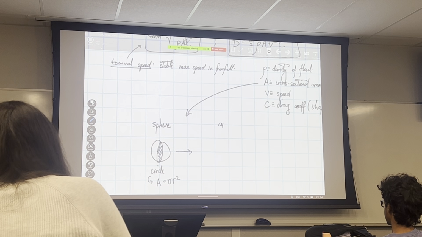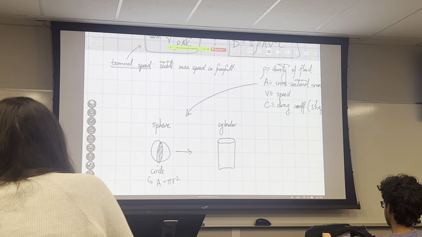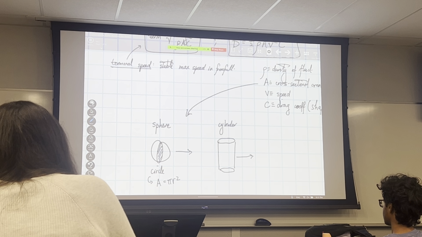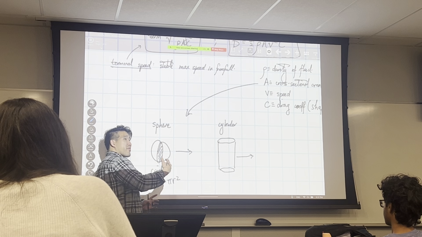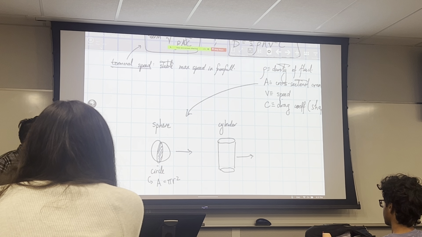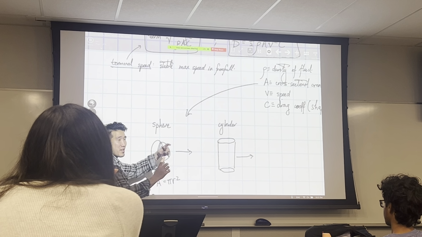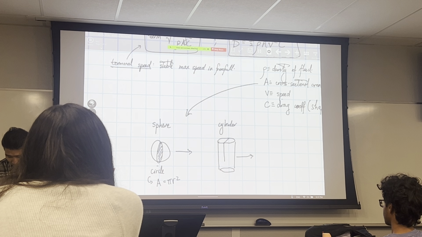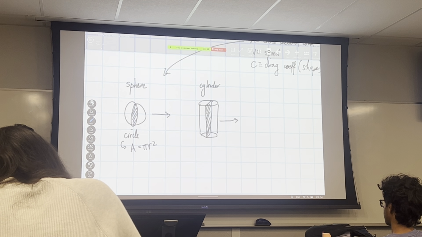But what about for a cylinder? If it's moving like this, what would be the cross-sectional area? The cross-sectional area is the shape that the air actually recognizes. So essentially, you take a flashlight from this angle, you point it backwards, what's the shadow going to look like? It'll look like a rectangle. That is correct. The cross-sectional area will be a rectangle.